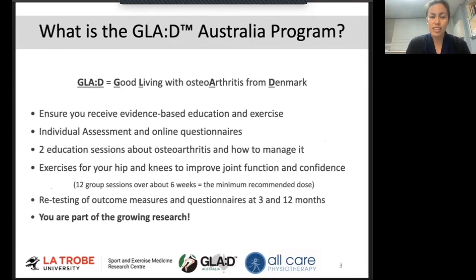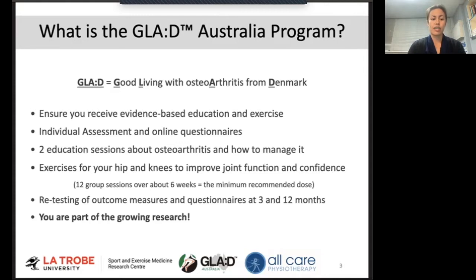So, what is the GLAD Australia program? GLAD stands for Good Living with Osteoarthritis from Denmark. It is a program designed for people with knee and or hip osteoarthritis that ensures these people receive evidence-based treatment for their osteoarthritis. The program consists of an individual assessment by a physiotherapist specially trained in GLAD, where you complete some physical outcome measures as well as online questionnaires. There are also 2 education sessions that go for an hour each about osteoarthritis and how to manage it.